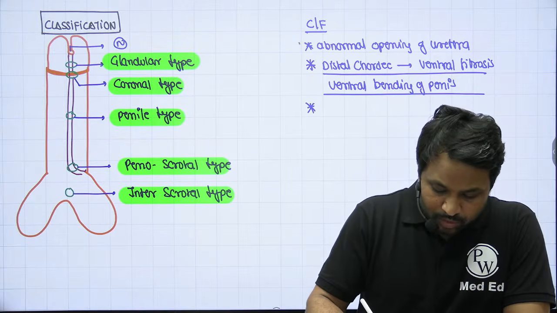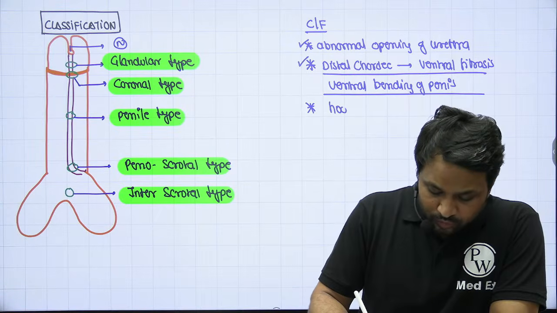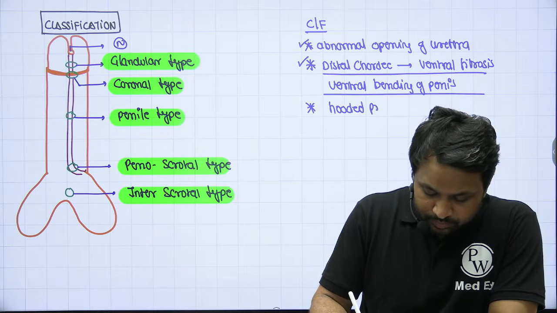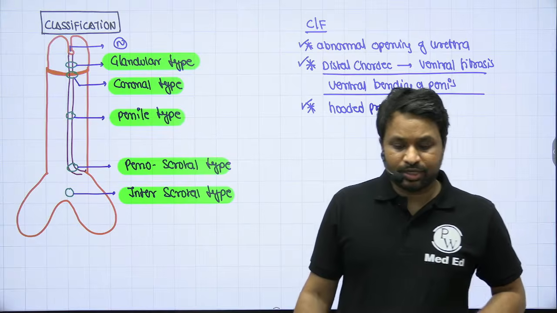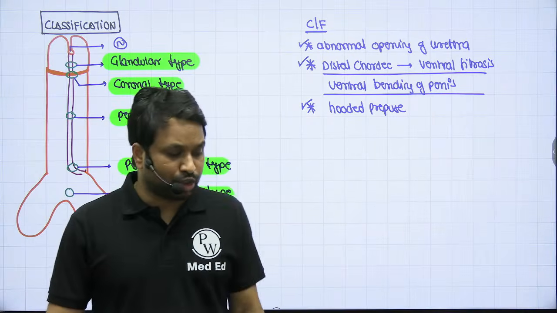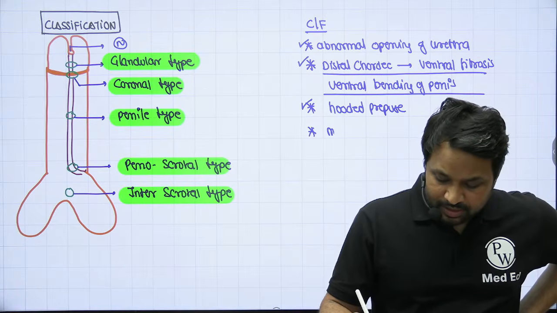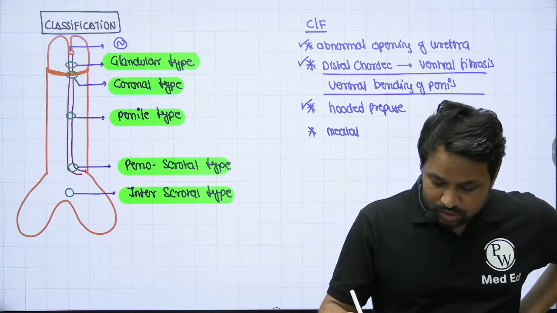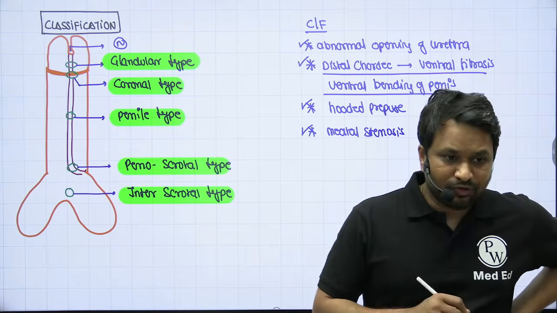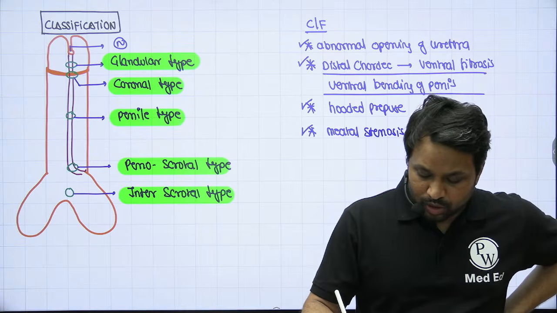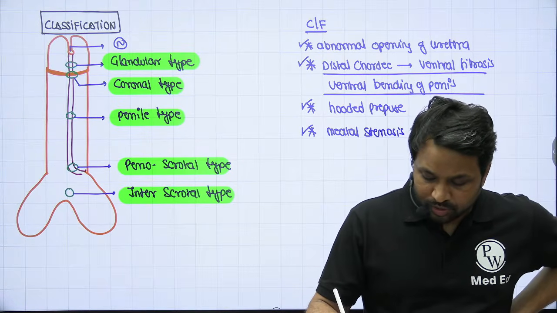So there's an abnormal opening of the urethra. There is a distal chordae. Along with that, there will be presence of hooded prepuce, right? So there's an abnormal opening of the urethra, distal chordae, hooded prepuce, and it is also associated with meatal stenosis. Presence of meatal stenosis will result in poor stream of urine.